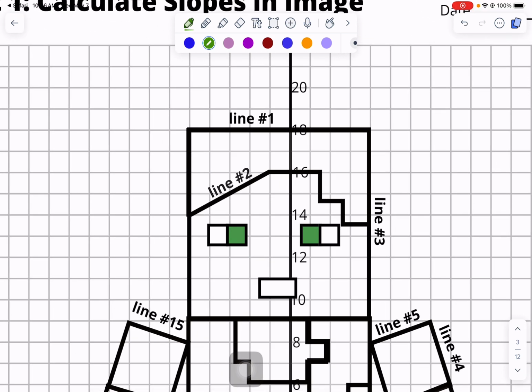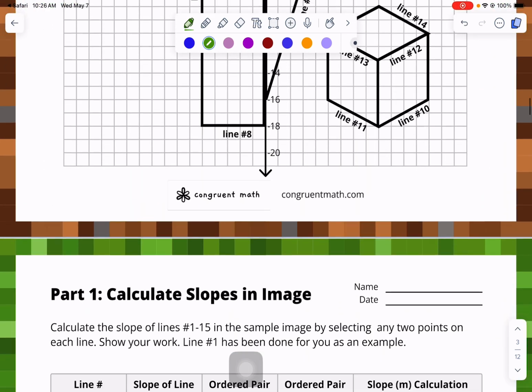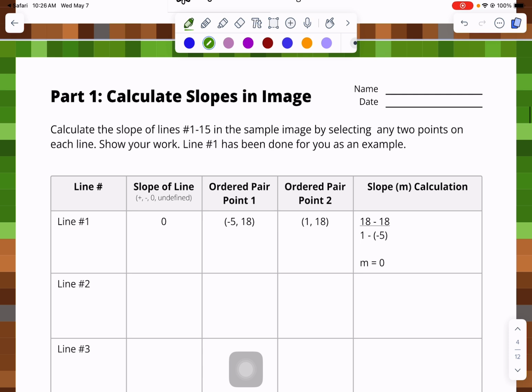So looking down here, well, let's just do line number 1. If you look at that, that has a 0 slope, right? We know that that's a 0 slope. So line 1, we don't even have to worry about finding the slope because it's 0. So there we have it on your page, slope of a line 0.